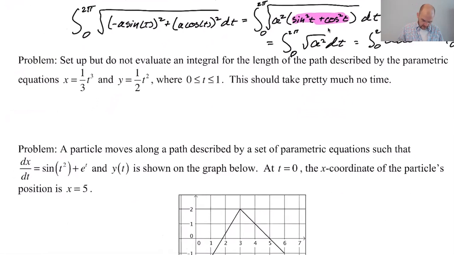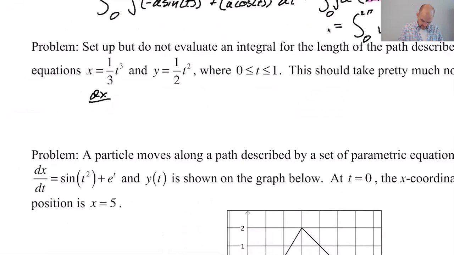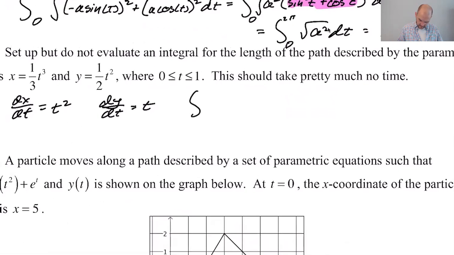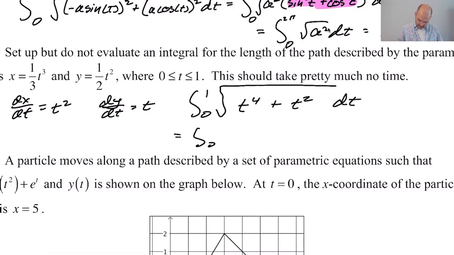All right. So dx dt is t squared, dy dt is t. So we're doing the integral from 0 to 1 of the square root of... Remember, those are our t bounds because it's dt. They're not the x bounds. Common mistake. dx dt squared is t to the 4th, dy dt squared is t squared, dt. It says but do not evaluate, but I think we could do it.